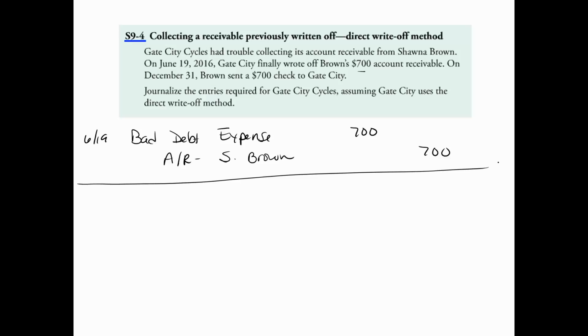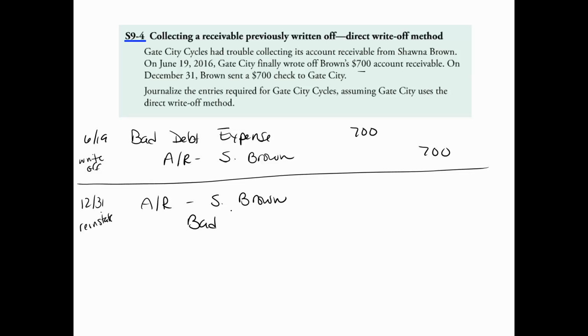But then, lo and behold, there's a Christmas miracle. She gets some money. She decides to make good on this debt that she owed us, and so on December 31st, we receive a check from her for $700. So the first thing we do is reinstate the accounts receivable. So this is the write-off here, and now I'm going to reinstate it. And all the reinstate is undoing the write-off. So I'm going to debit accounts receivable, Brown, and I'm going to credit bad debt expense.